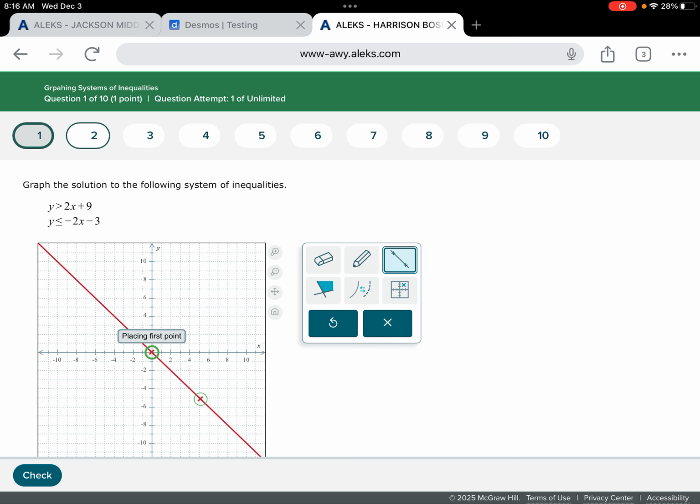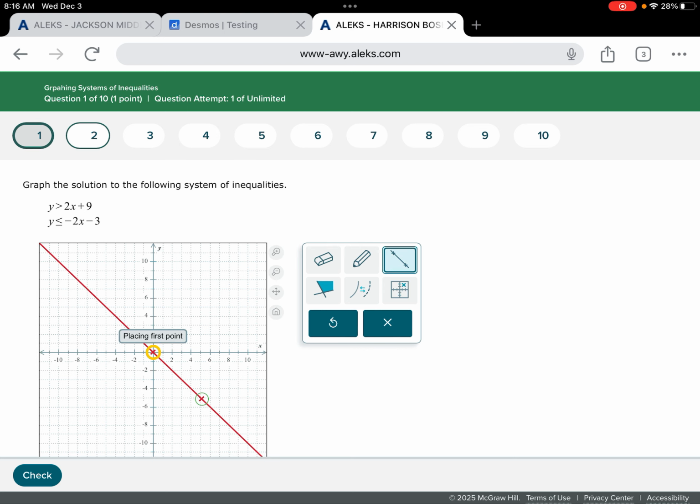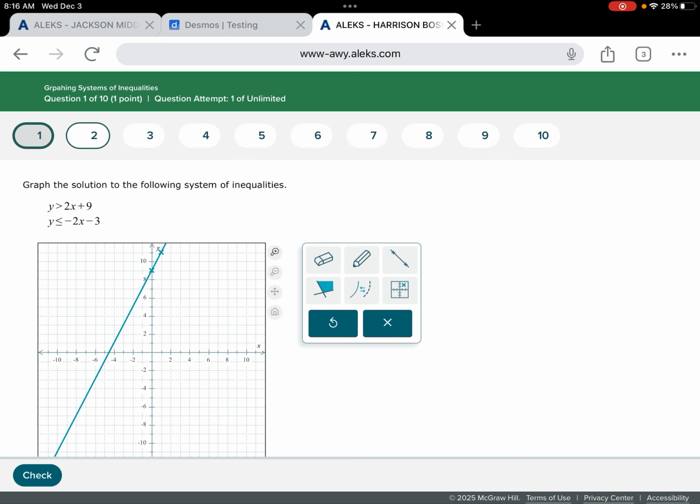So my y-intercept of that top equation is going to be 9. So I put my first point at 9. And then I have a slope of 2, since 2 is in front of x, and we're in slope-intercept form. So that means I'm going to have a rise of 2 and a run of 1. So I'm going to go up 2 and over 1. So up 2 and over 1. Hopefully that should feel like review. And then we're going to lock that line in.